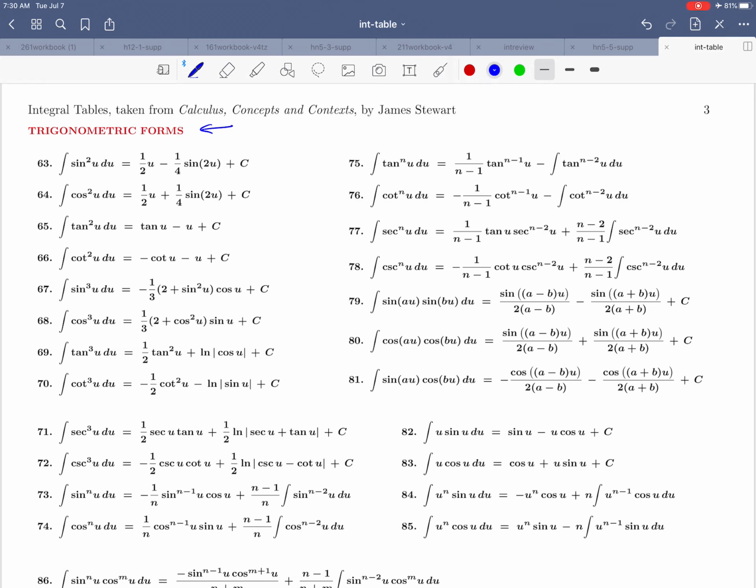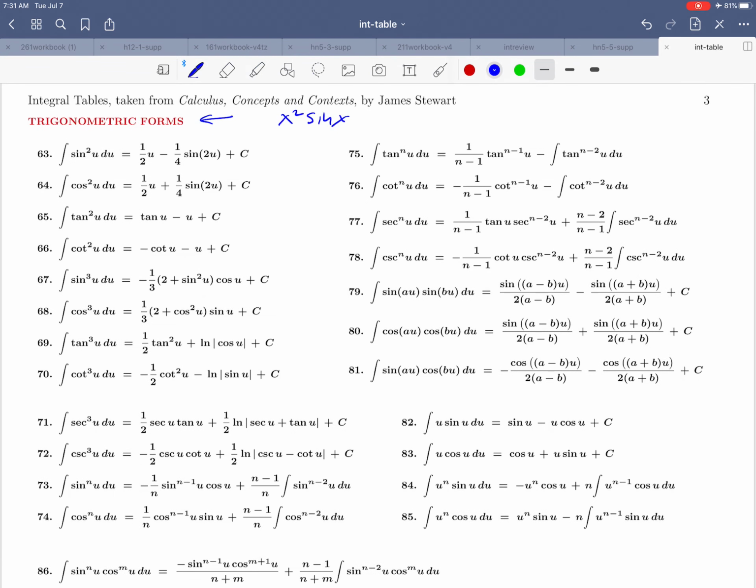Remember our function that we're integrating looked like x squared sine of x. I'm going to write that down just so we don't have to keep flipping back and forth. Do you see anything under this list of formulas that looks promising for us? If you look for a while, you might notice that formula 84 appears to be the best match here. It uses u's, we're using x's, but that's no problem. We can just write x's instead of u's.